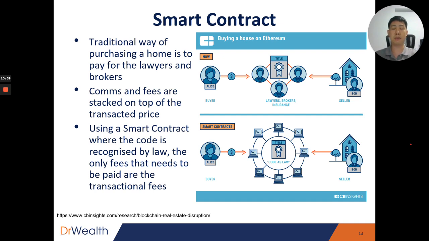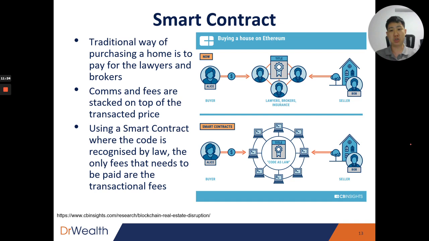So let's say you buy a property at 1 million, usually you pay about 5% to the property agent, for example, and we also need to pay lawyers for all the paperwork that they do. So all these fees are stacked on top of the transacted price of the property itself. So a $1 million property probably costs an additional 5 to 10% depending on the commissions and fees.